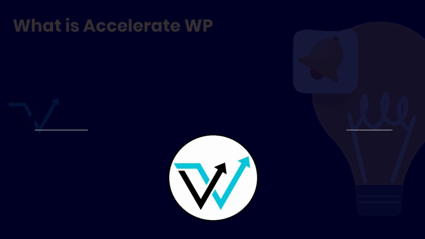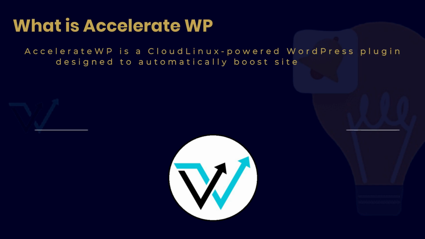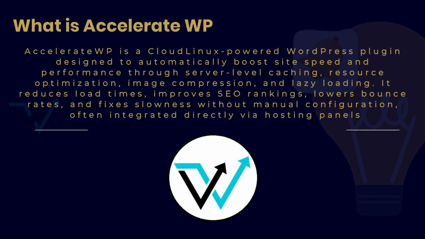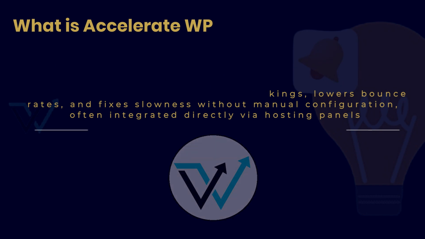Now let's see what is AccelerateWP plugin. AccelerateWP plugin is a server-level optimization plugin and technology designed to make WordPress websites faster without requiring a manual configuration. It is largely used by hosting providers via CloudLinux. It is designed to instantly boost site speed, reduce bounce rates, and improve SEO through smart caching and file optimizations.